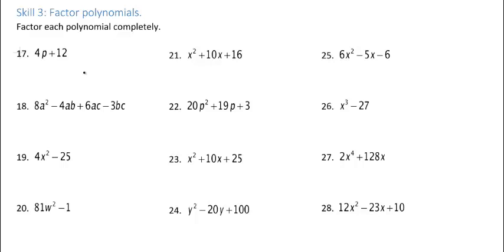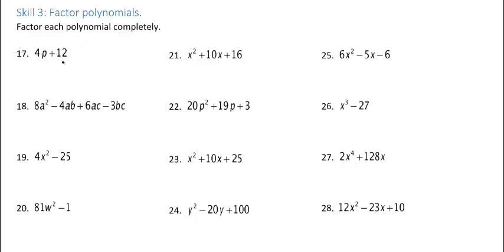Let's continue looking at the solutions for the Section 3 pre-check. I know there were a lot of concepts in this particular section. Now we'll look at factoring polynomials. To factor, recall, is to write an expression as a product. You have to look at what type of polynomial it is and then apply certain procedures for those specific types of polynomials. Number 17 is 4p plus 12.